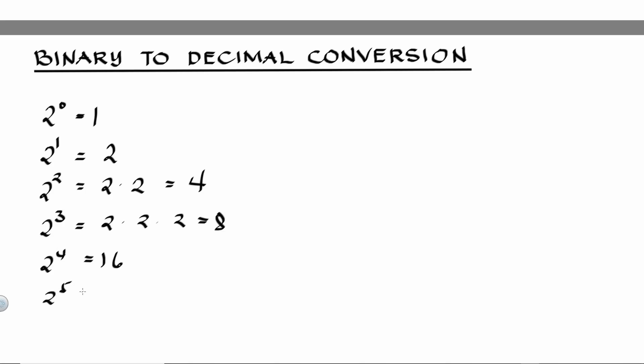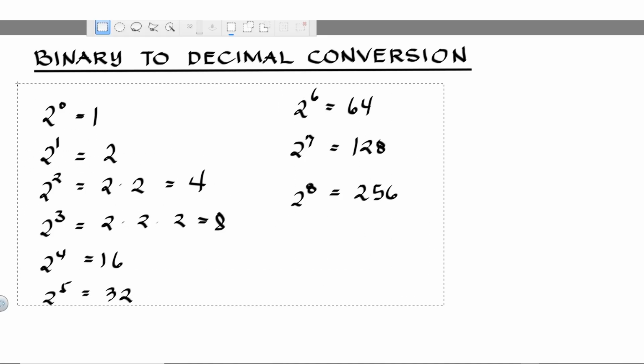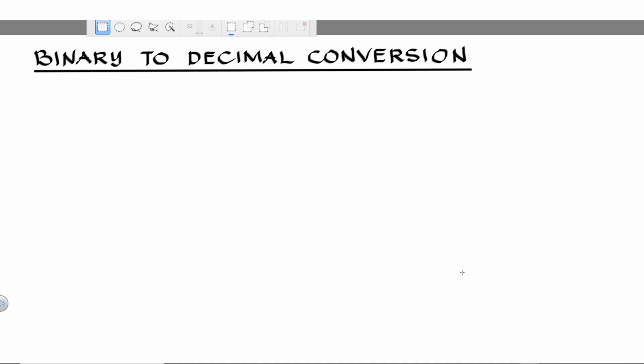2 raised to 5 is equal to 32. 2 raised to 6 is equal to 64. 2 raised to 7 is equal to 128. And 2 raised to 8 is equal to 256. If you have a good understanding of these powers of 2, you can pretty much do any binary conversion. So let's start with our first example.